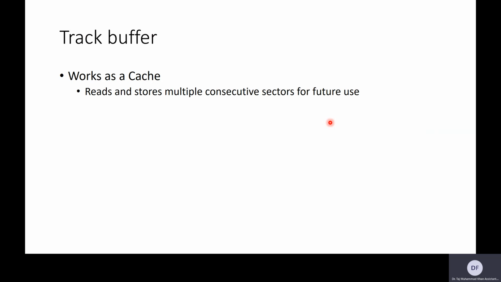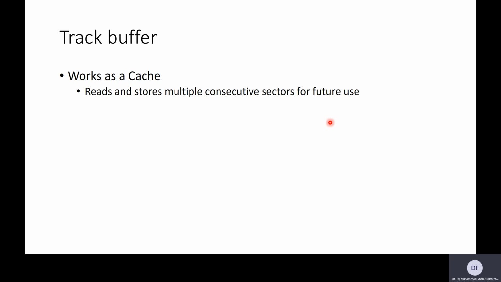This is because if somebody is reading sector number 2, then most probably they will also need to read sector number 3. So in advance we bring sector number 3 into the cache, so that next time when the request comes for sector number 3, we don't have to incur that rotational delay, and we can read directly from the cache.